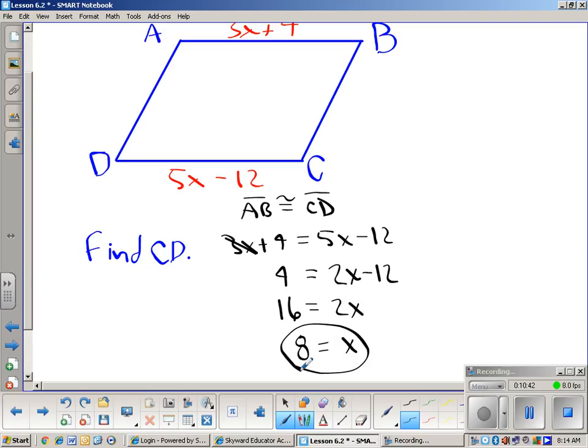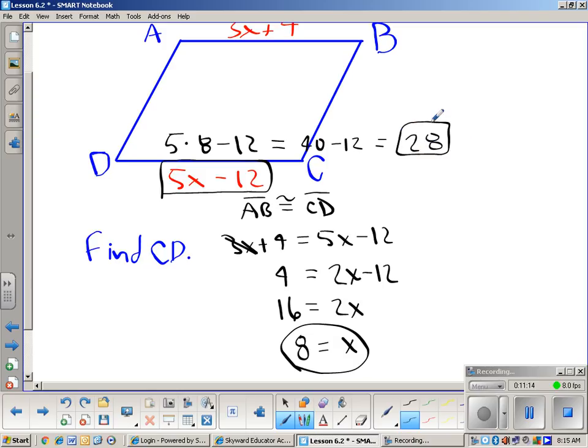No, why not, Amber? Okay, did they ask for x? No, they asked for what? CD, which is 5x minus 12. So to find the length of CD, I have to find x and then plug it in. So you're right. So 5 times 8 minus 12. What's 5 times 8? 40. 40 minus 12 is 28. Okay, so the answer is 28.